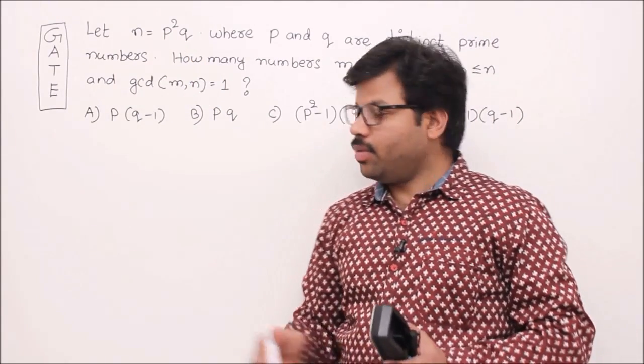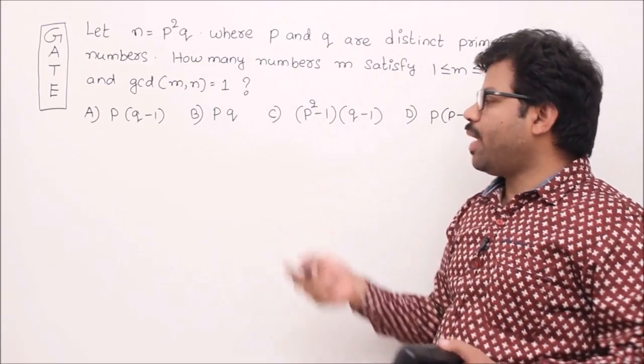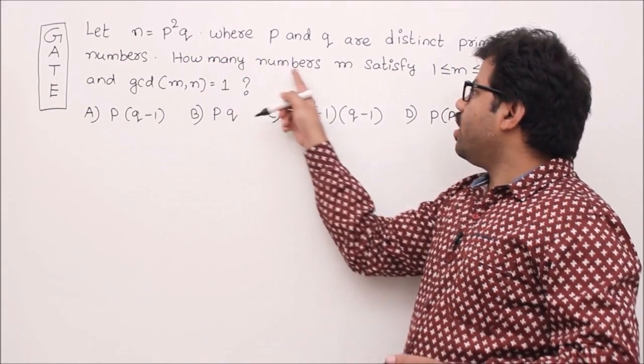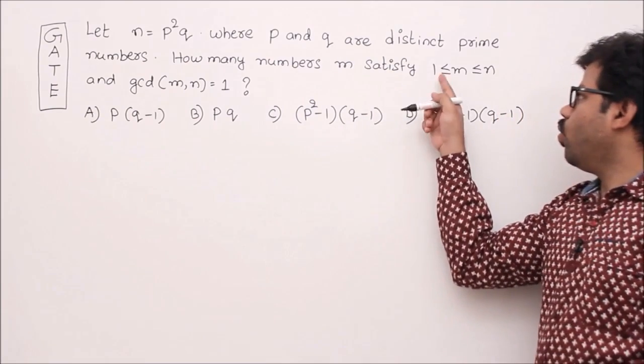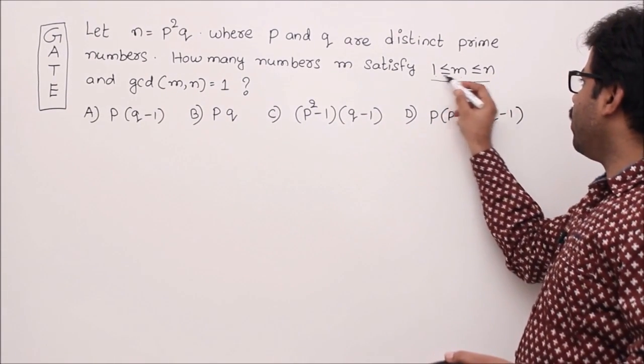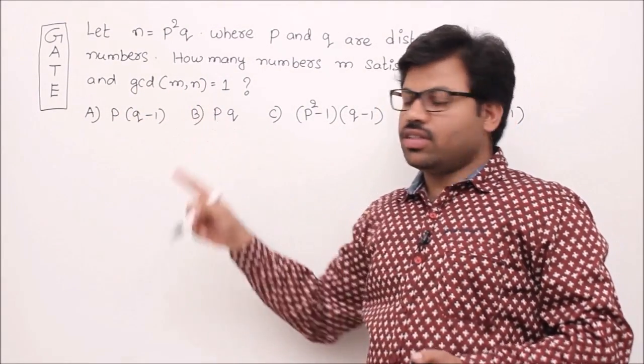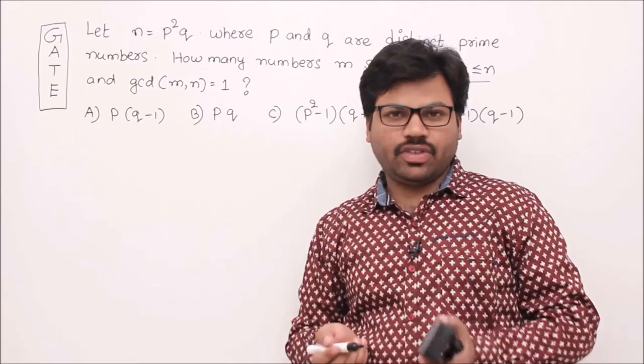Let's see one numerical problem. N equal to p square q, where p and q are distinct prime numbers. Then how many numbers m satisfy 1 less than or equal to m less than or equal to n? That means how many numbers between 1 to n have GCD of m comma n equal to 1. So GCD means greatest common divisor.